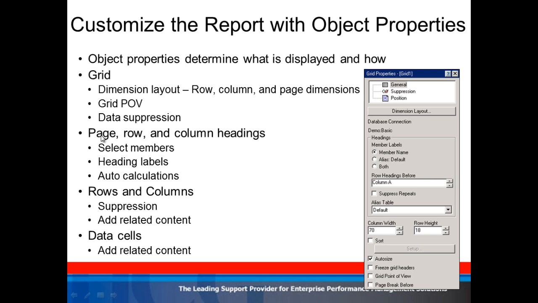There are grid properties, page, row, and column heading properties, row and column data properties, and specific data cell properties, including things like related content. If I click on this row or column member, if I click on this data cell member, it could open up a PowerPoint, a Word document, a URL. I can throw in automatic calculations of grand totals, averages, and so forth.